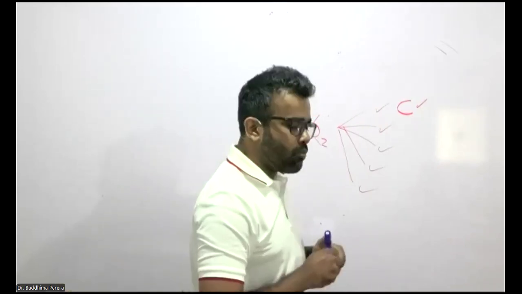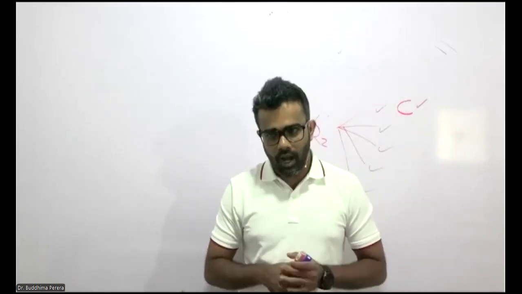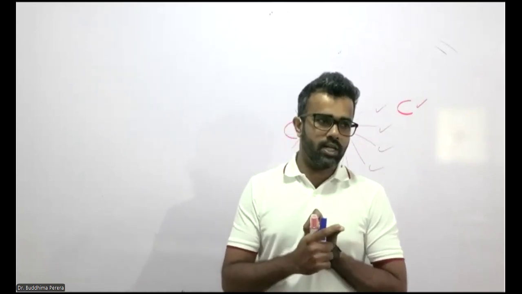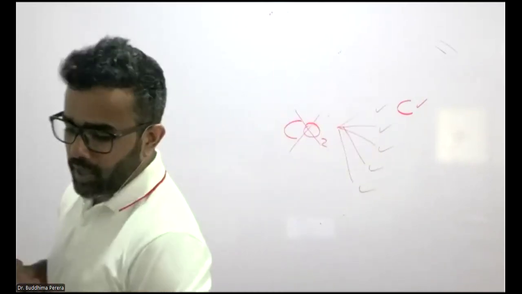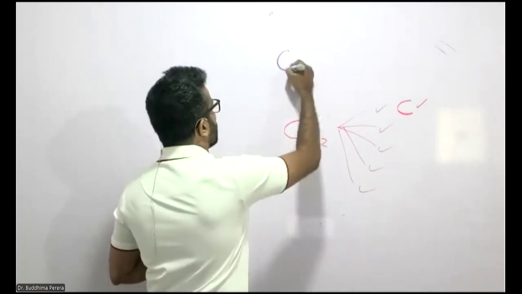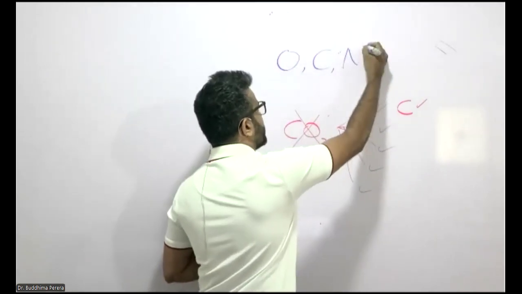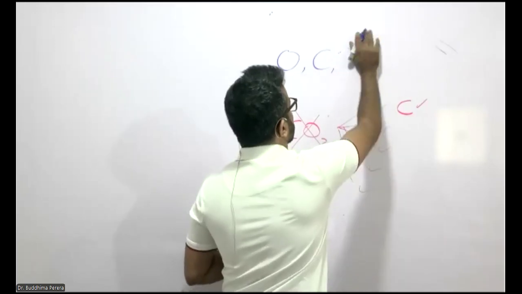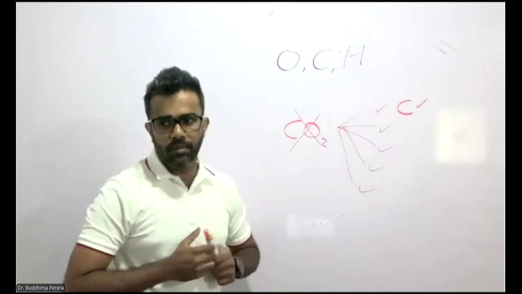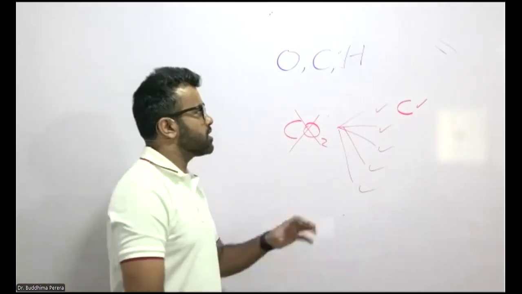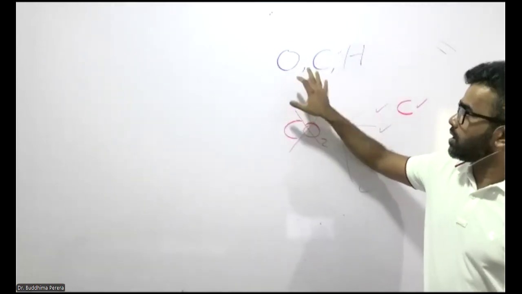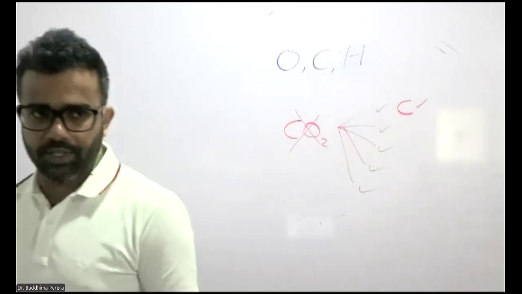Among organic molecules, the most abundant organic molecule is carbohydrate. That is the point you have to remember. Most abundant organic molecule on earth is carbohydrate. Then the chemical composition of carbohydrates is oxygen, carbon and nitrogen. I'm sorry, and hydrogen. OCH are the chemical elemental composition of carbohydrate. That means all the carbohydrates are made up of oxygen, carbon and hydrogen, right?